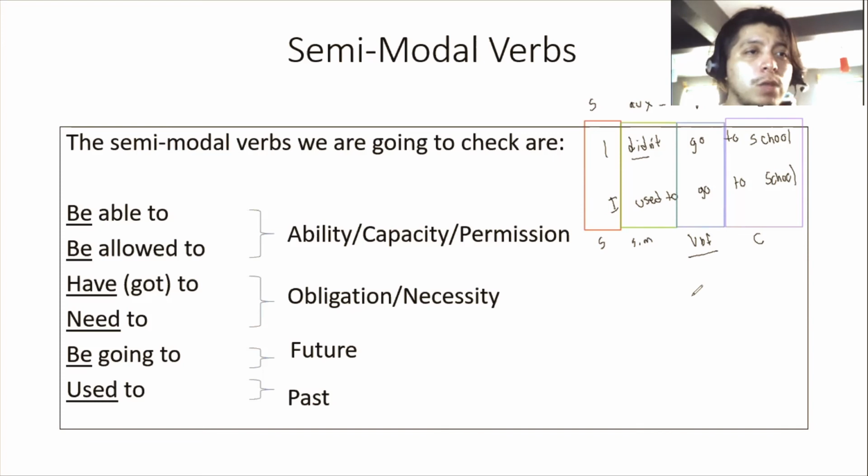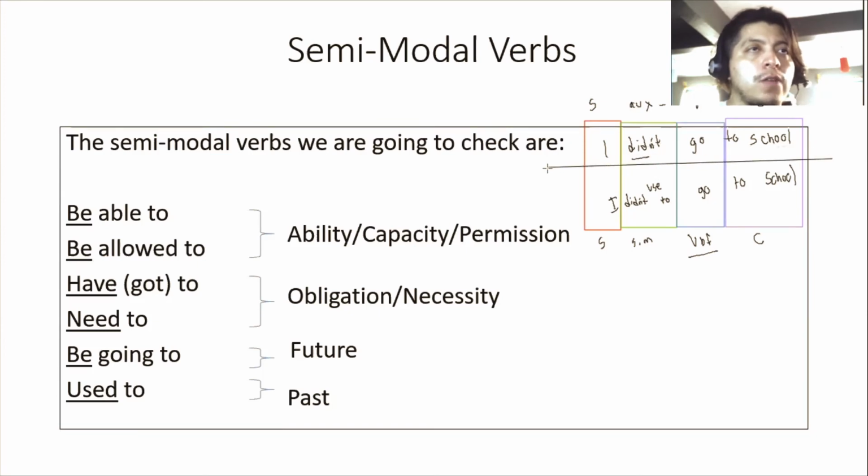In this case, what do we do? In this case, again, because this is in the simple past, we use the auxiliary to take the negative, didn't. And we don't use used, we use use. Didn't use to. I didn't use to go to school. I didn't go to school. So that is pretty much it.